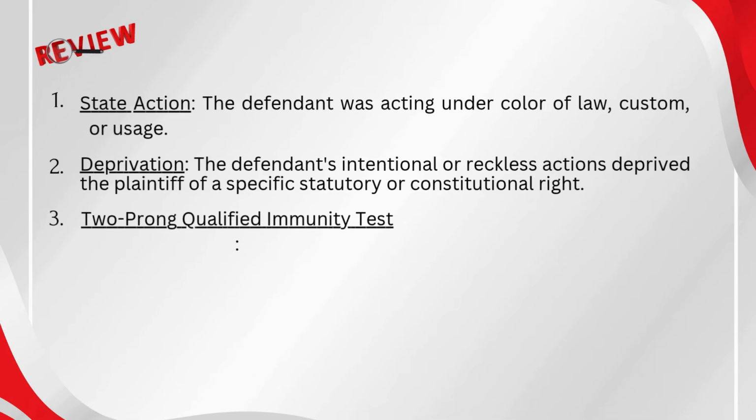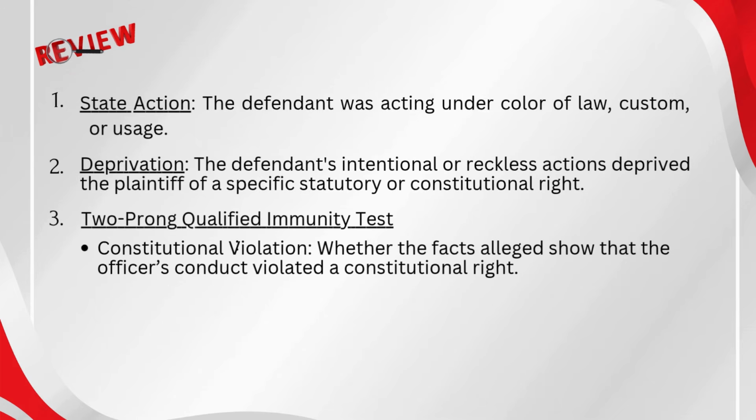Now, the two-pronged qualified immunity test. What does it look like? Part 1, the constitutional violation. Whether the facts alleged show that the officer's conduct violated a constitutional right. Here we go again. Facts. Listen, the success of a 42 U.S.C. 1983 complaint hinges on facts. And you'll see later what I mean.